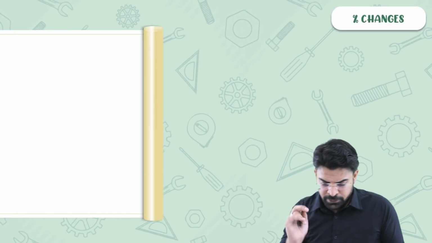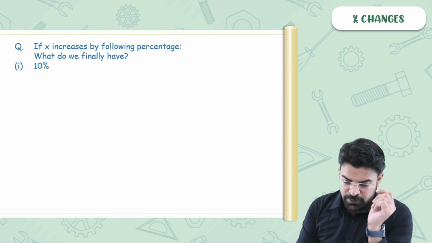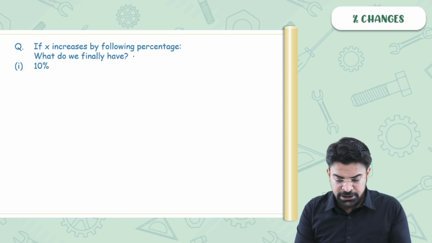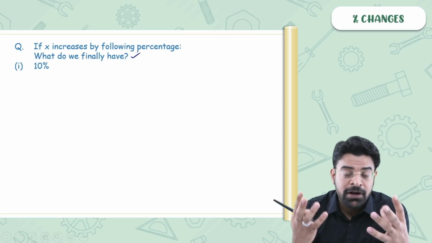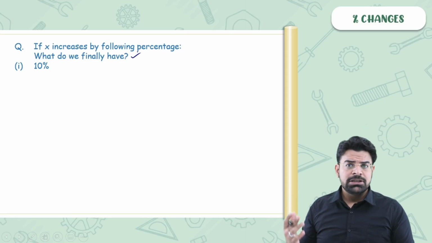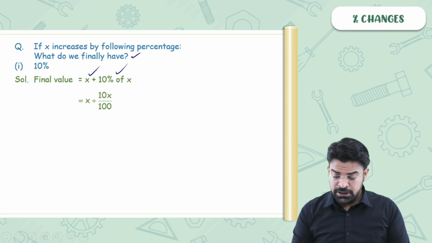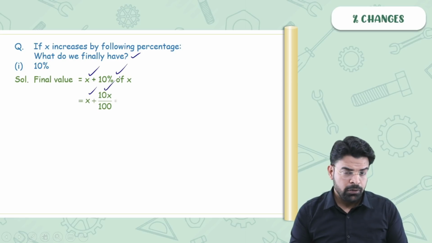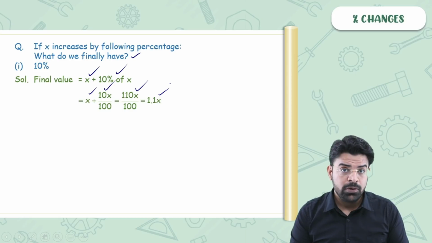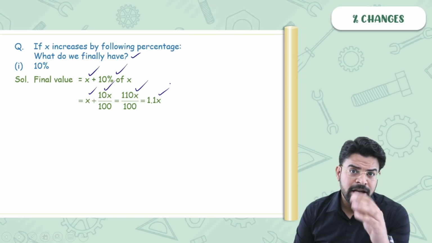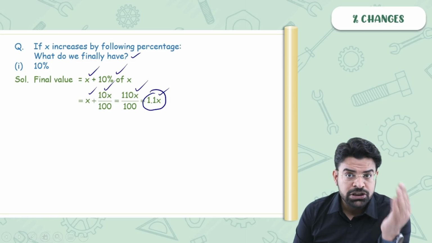So first thing is we will start with some questions. If x increases by the following percentages, what do we finally have? If a quantity x increases by 10%, what do we finally get? You will say the final value is x plus 10% of x. Yes, that will be x plus 10x by 100, quite obvious. So that will be 110x by 100, which is nothing but 1.1x. So if a quantity increases by 10%, its final value is 1.1 times the initial value.